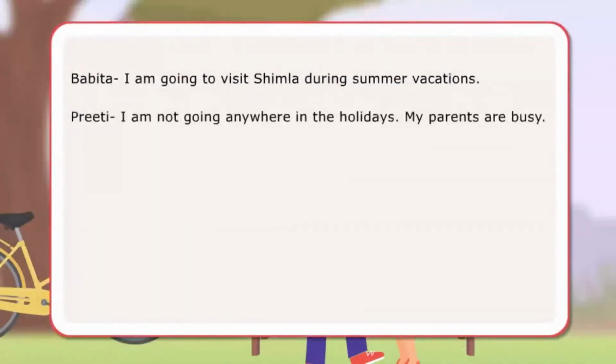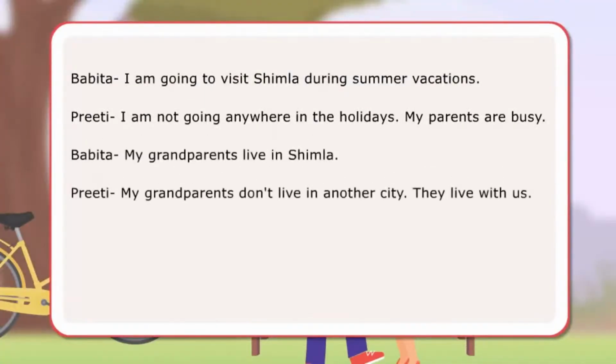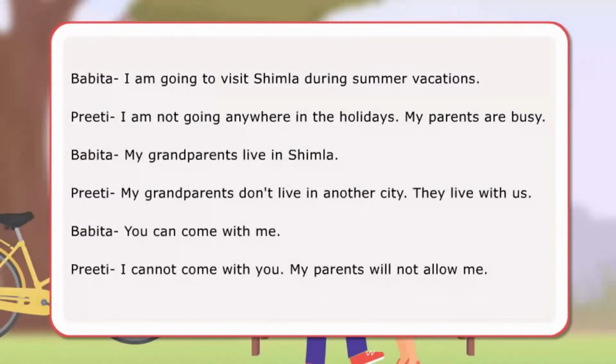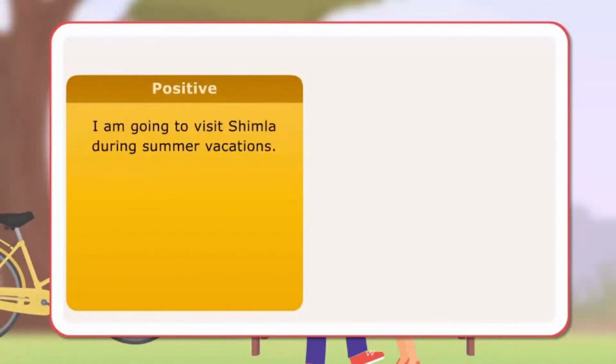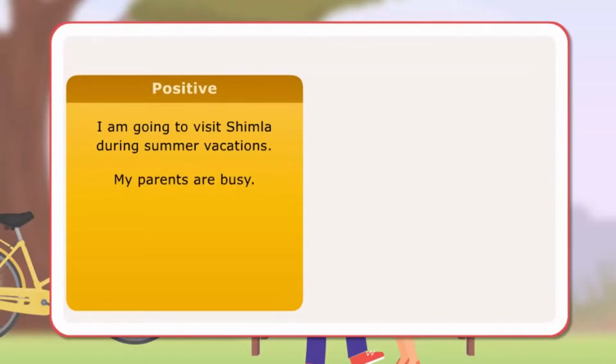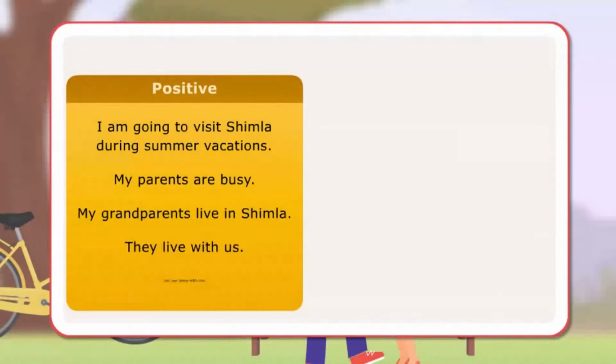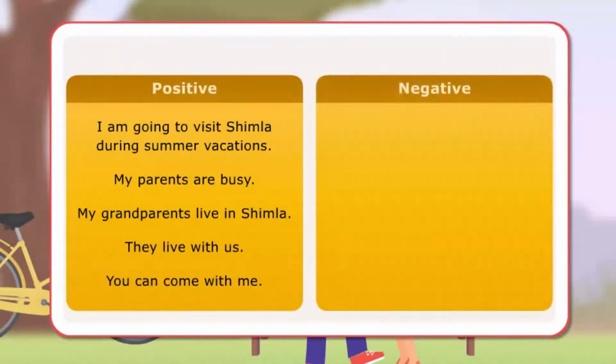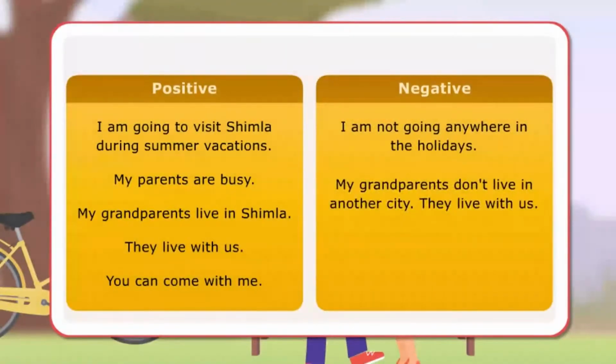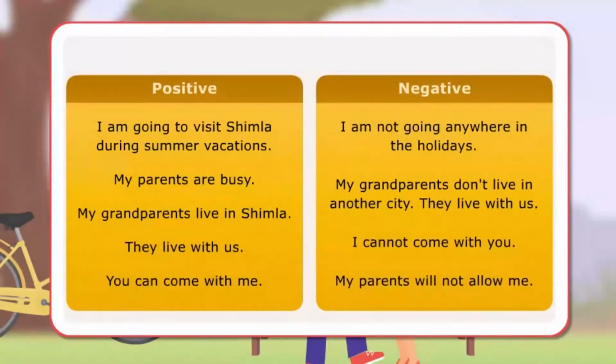In the dialogues, the girls have used several positive and negative sentences. These are examples of such sentences. Positive. I'm going to visit Shimla during summer vacations. My parents are busy. My grandparents live in Shimla. They live with us. You can come with me. Negative. I'm not going anywhere in the holidays. My grandparents don't live in another city. They live with us. I cannot come with you. My parents will not allow me.